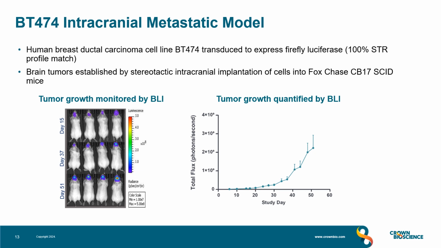So another approach we can take to measure breast cancer metastasis is to model late-stage metastasis by directly implanting breast cancer cells at the metastatic location. So in the model shown here, this is taking BT474 cells, which are labeled with luciferase, and then implanting them intracranially. This allows an assessment of therapies which are targeting brain metastasis.